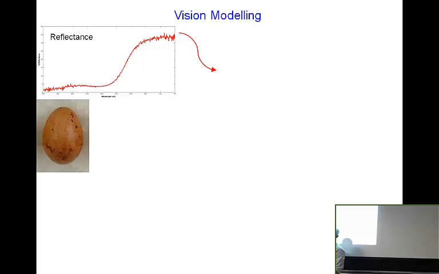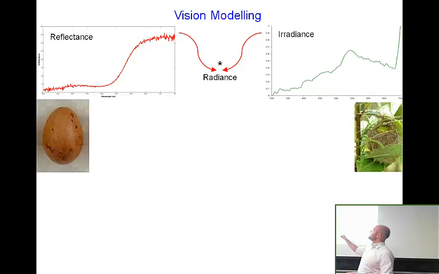Then what we can do is measure the spectrum of light that's out in the field where this object would naturally be viewed, and this is called the irradiance spectrum. And the product of these two gives us an estimate of the wavelengths of light that's entering the animal's eye when it's viewing a given object under a given set of light conditions.